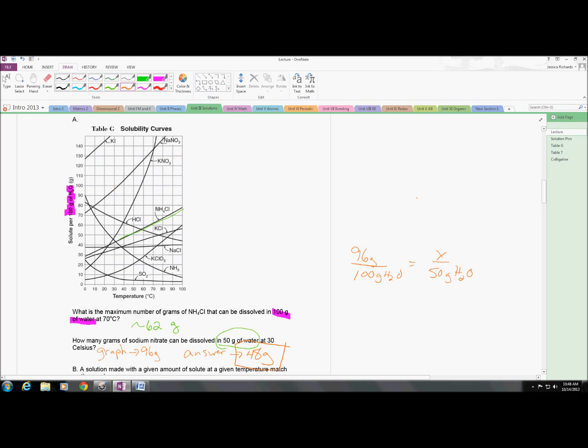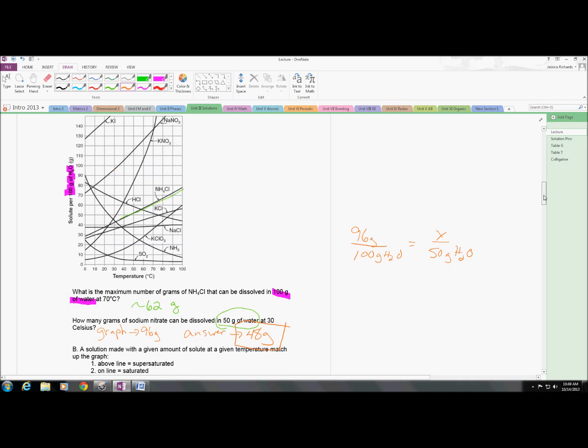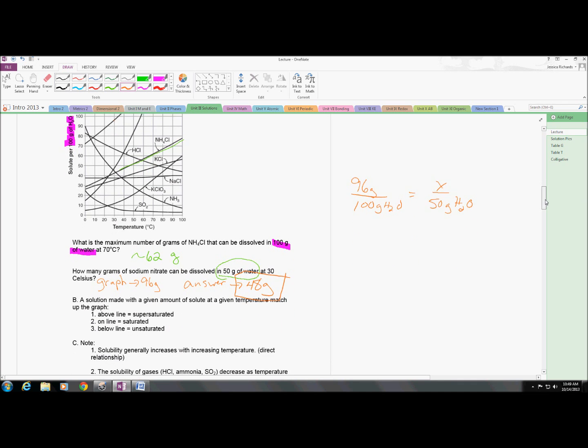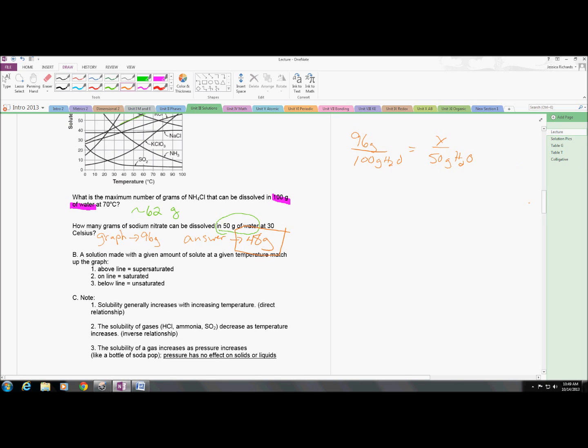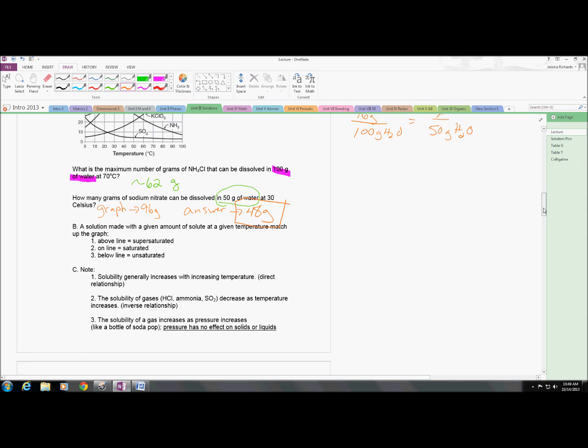Most of that are graph reading skills. We're going to practice that in class. We have worksheets practicing reading this graph and doing the change over if they're not using 100 grams of water. So make sure you're paying attention when we go over that in class.